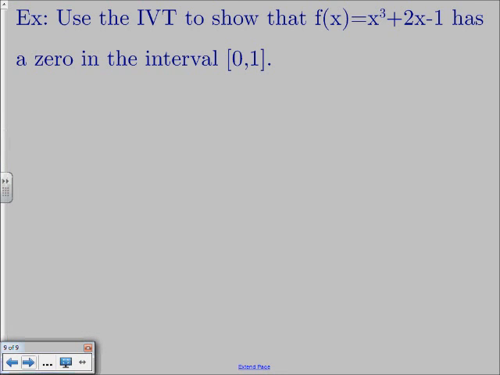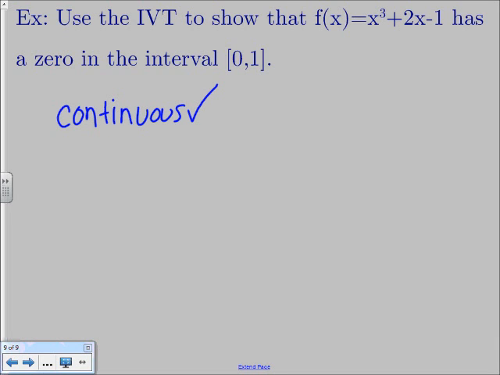For this problem, we're going to use the intermediate value theorem to show that f of x equals x cubed plus 2x minus 1 has a 0 on the interval from 0 to 1. First, what does a 0 mean? A 0 means that the function has an x-intercept there, or the function has a y-coordinate of 0 at a certain x value. That's all a 0 is, it's an x-intercept. According to the intermediate value theorem, first we have to see if the function is continuous. Because f of x is a polynomial, we can definitely say that it's continuous. So we can check that off of our list.